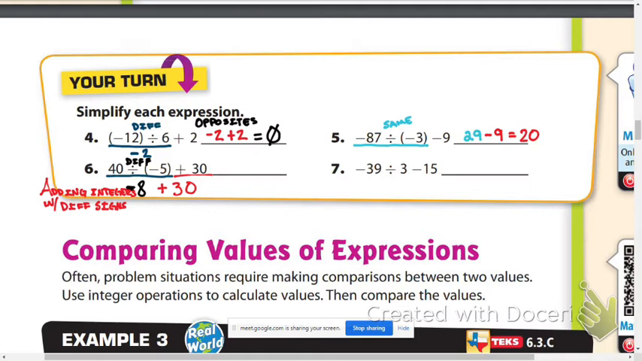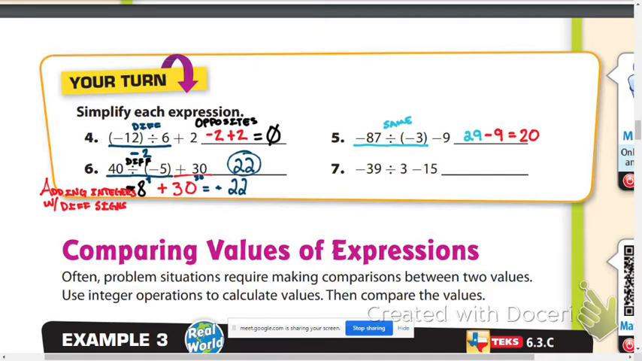So if I look at both of these numbers, the absolute value of negative 8 is 8. The absolute value of 30 is 30. What sign am I going to keep, the positive or the negative? Positive. Very good. And then it says to subtract the absolute values. So what's 30 minus 8? 22. So my answer becomes 22. Very good.